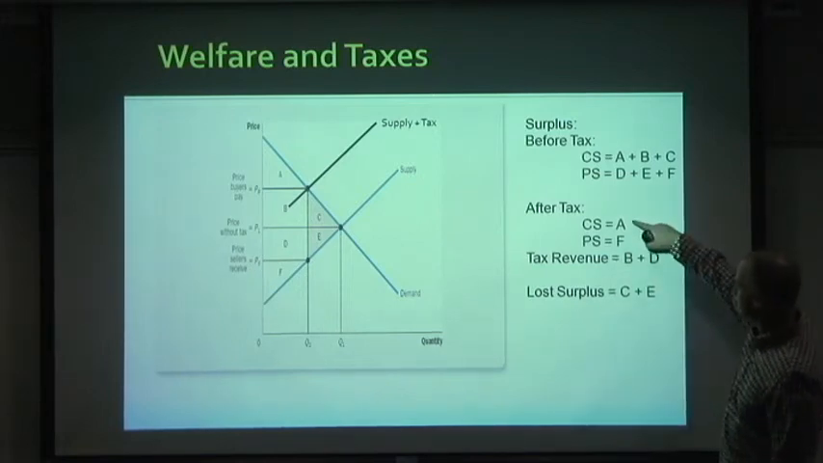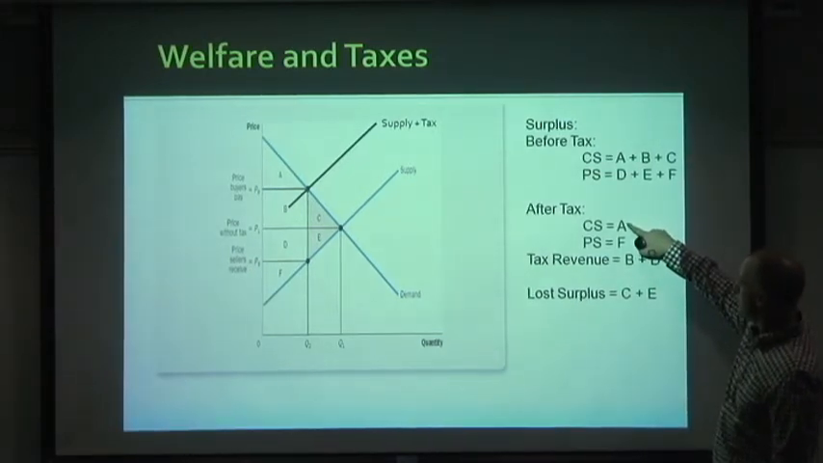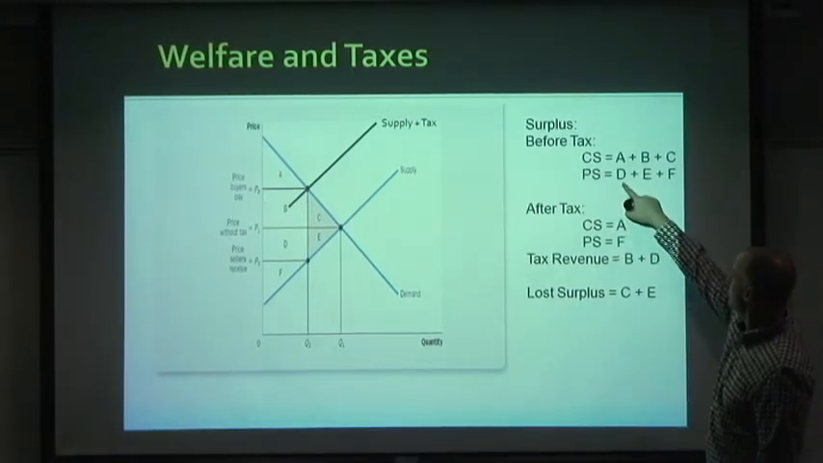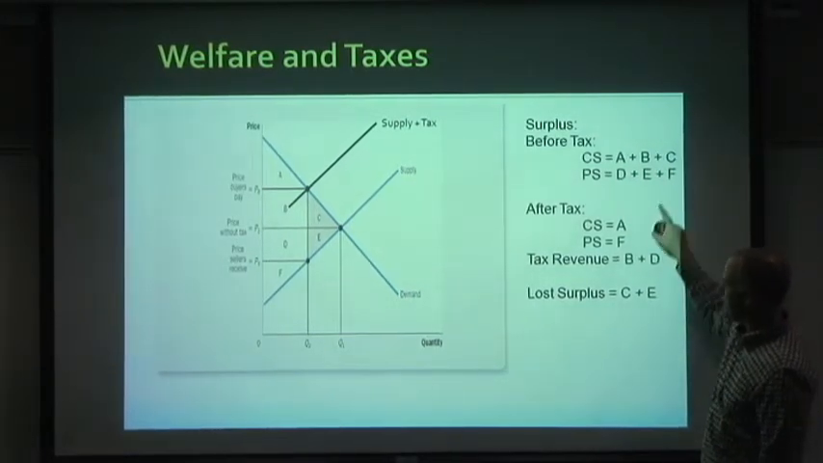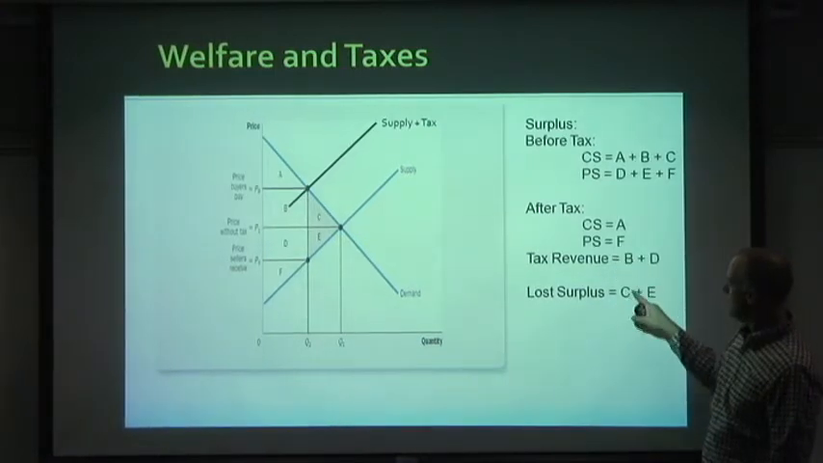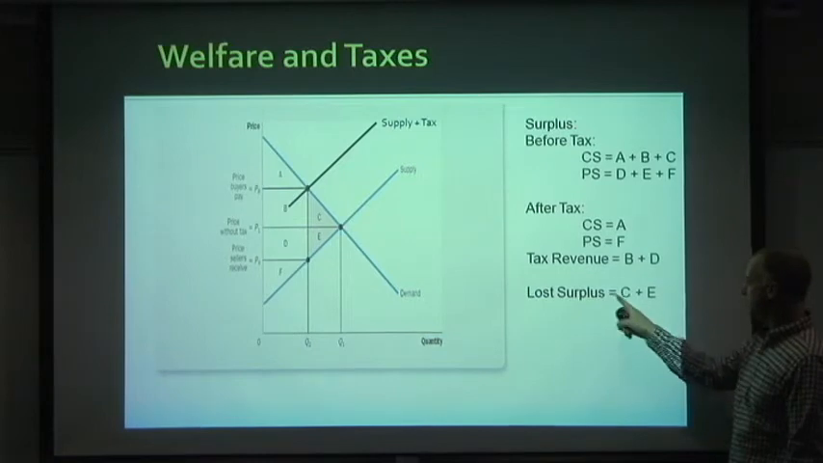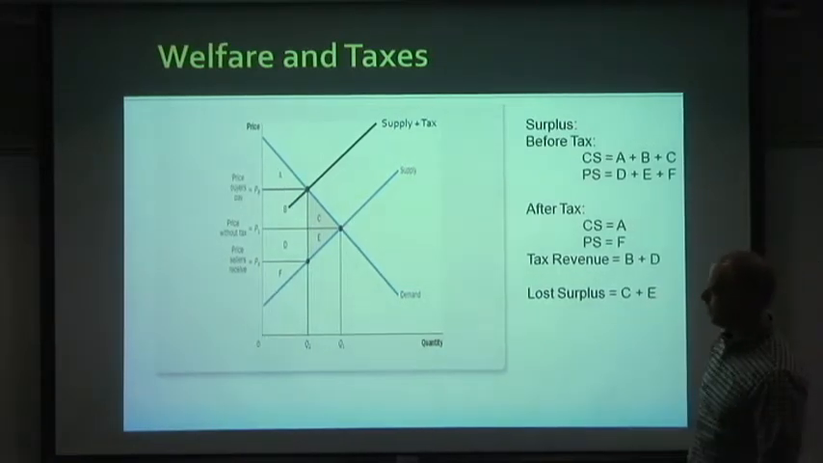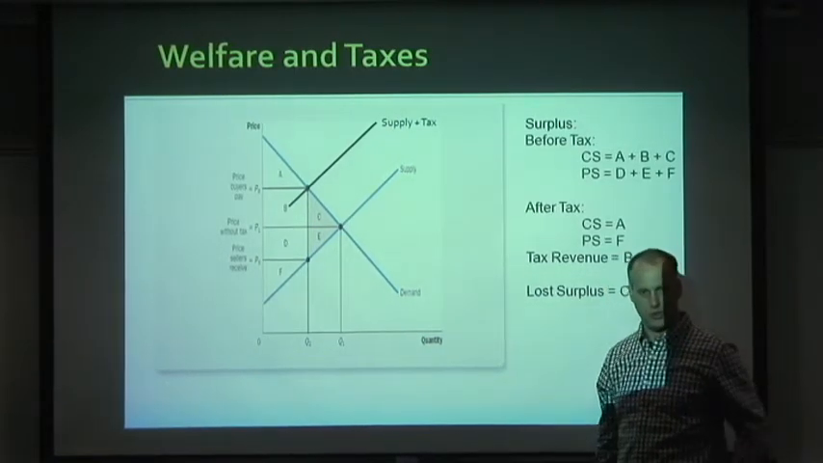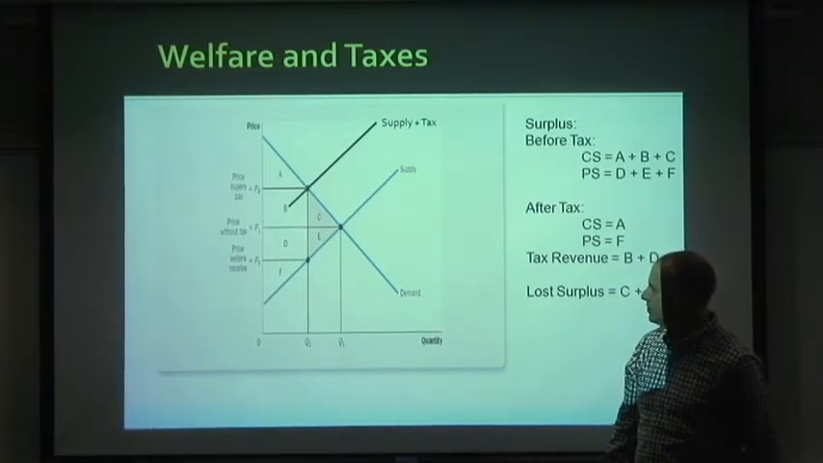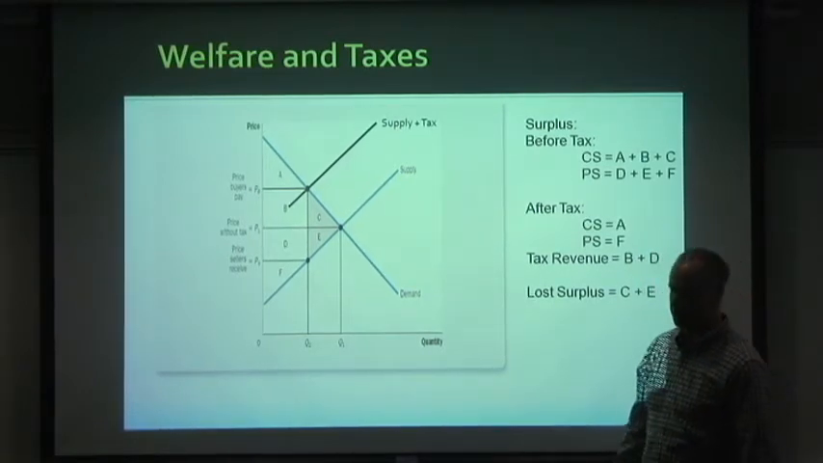So in this case, just to summarize, after the tax, consumer surplus falls from A plus B plus C to A. Producer surplus falls from D plus E plus F to F. B plus D are recaptured as tax revenue. And then C plus E is lost. It's a welfare loss. This is an efficiency loss. So when we intervene in this market, we create a loss in economic efficiency known as deadweight loss.